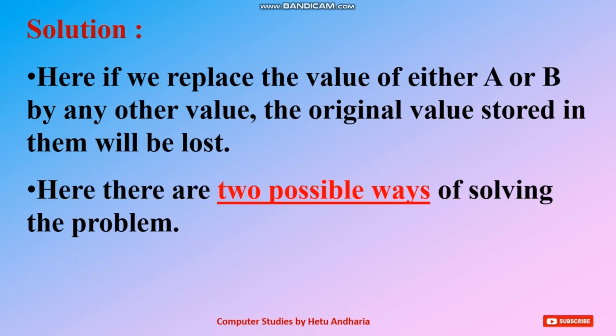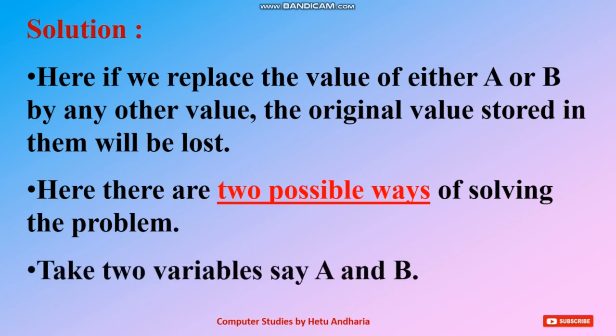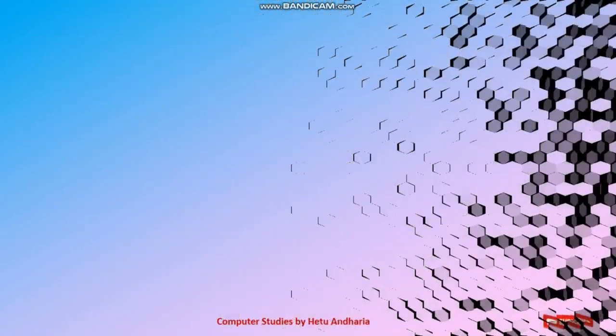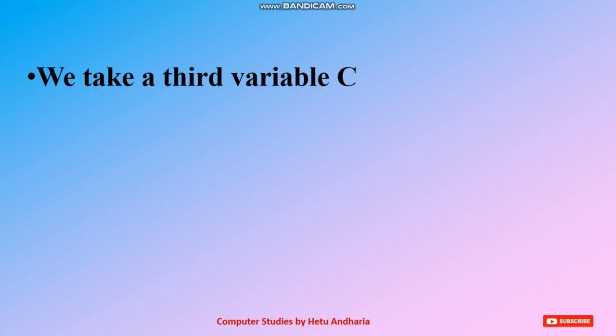So here there are two possible ways of solving the problem. Okay, the problem could be solved in two different ways. So the first step, which is common for both types of solution, is to take two variables, say A and B. Okay, fine. Then what will be the next step? Solution number 1. Solution number 1 is we take a third variable, very simple, we name it C.